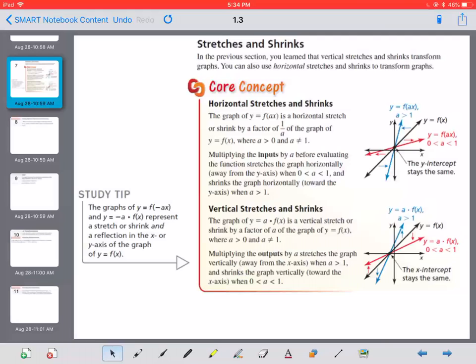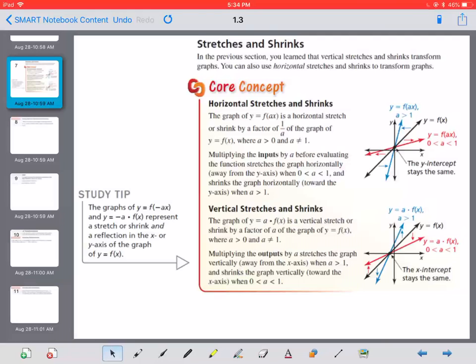All right, we're going to pick up in Chapter 1, Section 3 with stretches and shrinks to functions. We have already talked about translations of functions, the left and right, the h and the k. We've already talked about reflections, both horizontal and vertical.